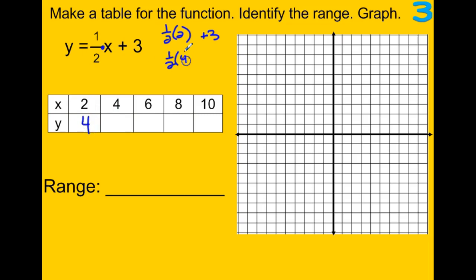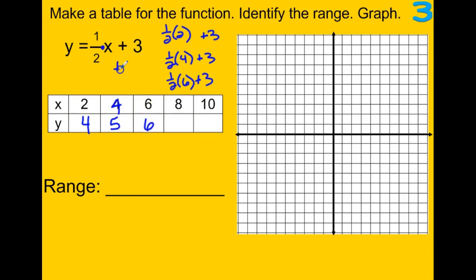Then 1/2 times 4, because we're plugging in a 4 right here, and then plus 3. Half of 4 is 2. 2 plus 3 is 5. Then we're going to do half of 6. Half of 6 is 3 plus 3 more is 6.